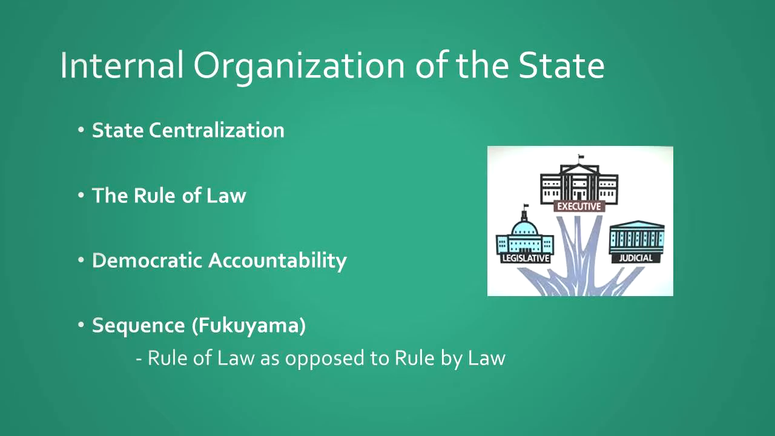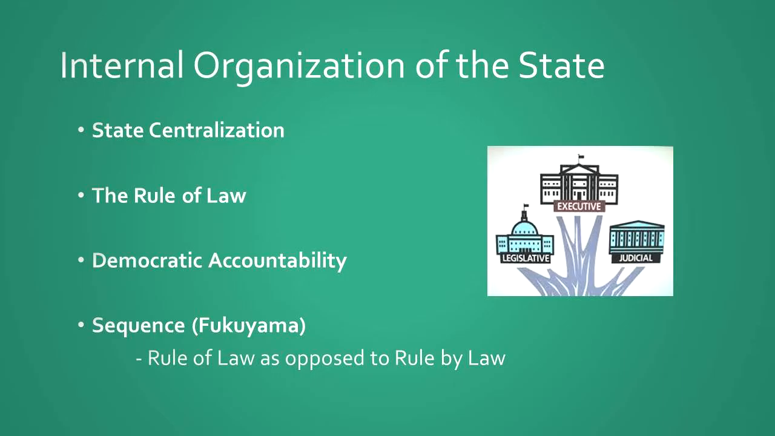Traditionally, we have the three branches of government: the executive branch, the judicial branch, and the legislative branch. It's also the trias politica by Montesquieu. So, in the words of Fukuyama, we talk about state centralization at the executive branch, the rule of law at the judicial branch, and democratic accountability at the legislative branch. All three of them have to be in place for a well-functioning system, at least to some extent.